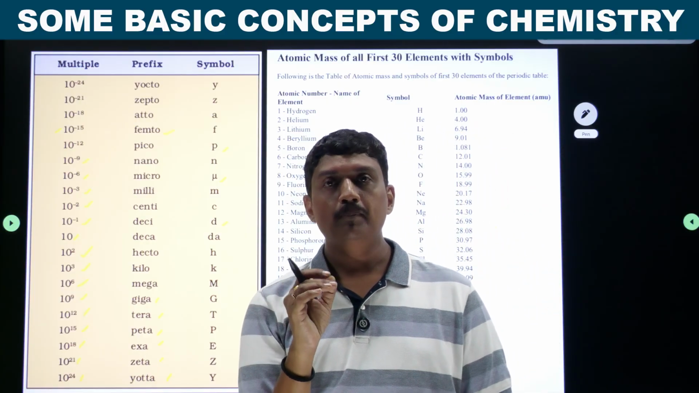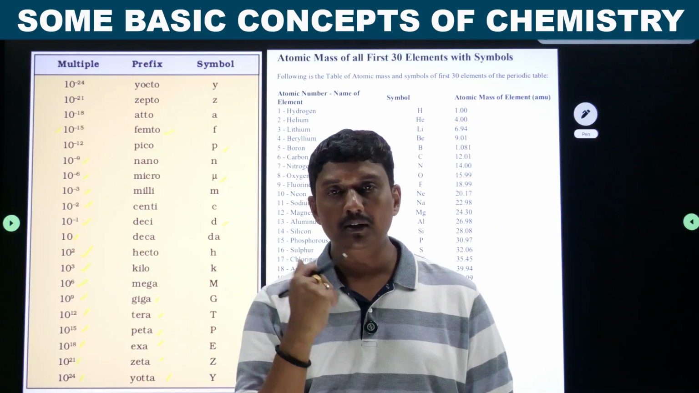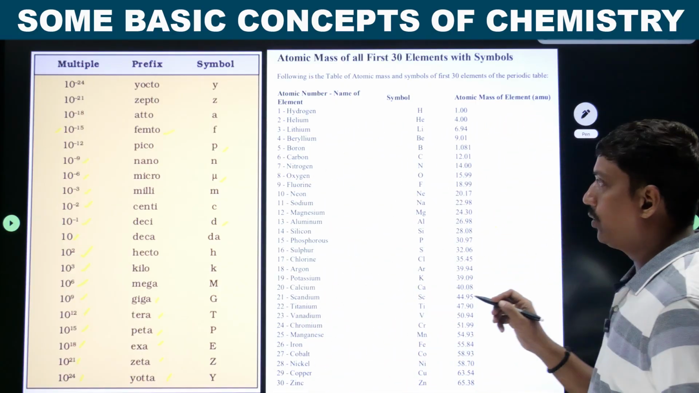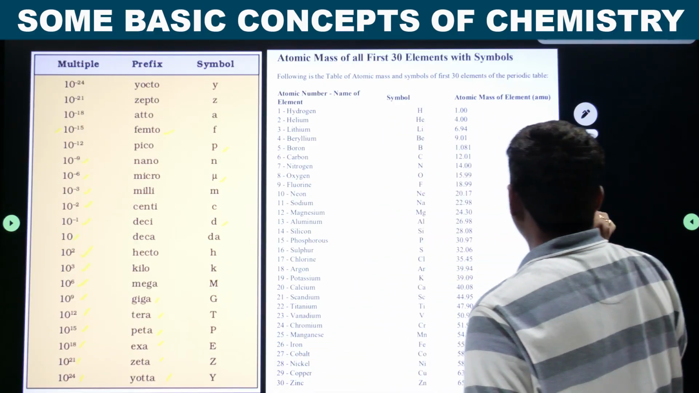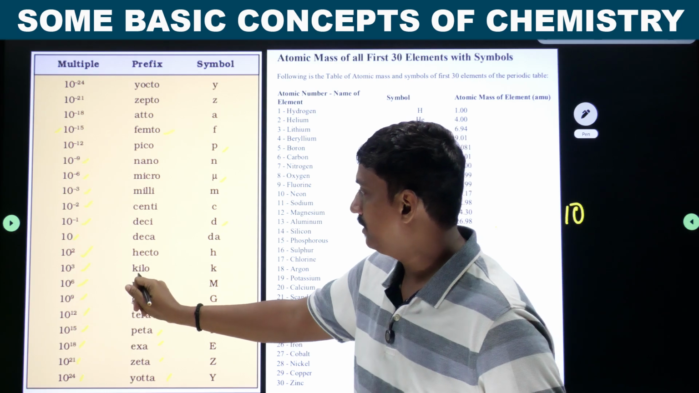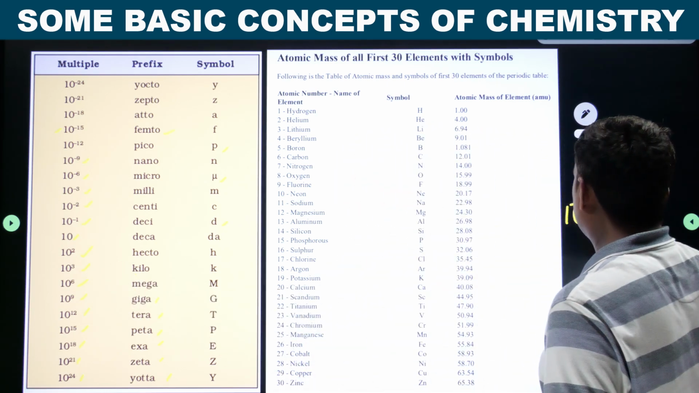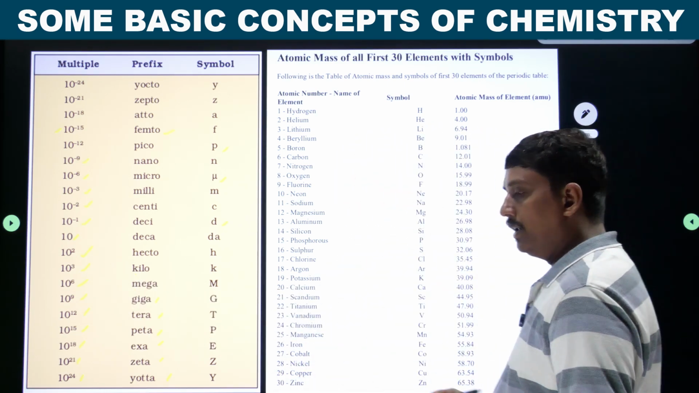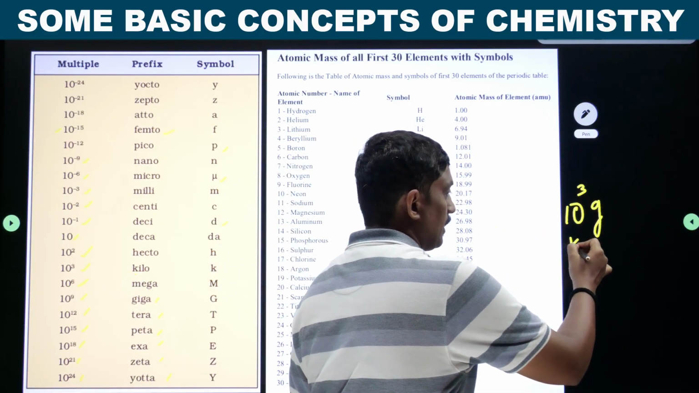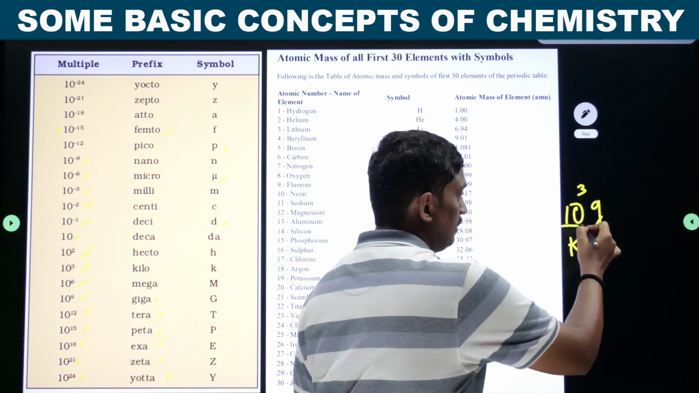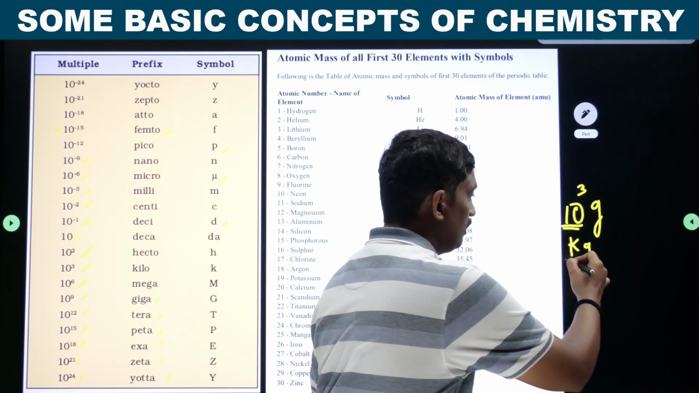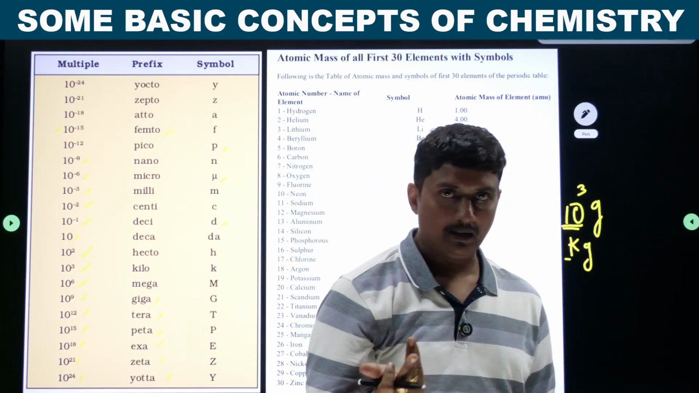For example, 1 kg. 1 kg means what? 1 kilogram can be written as 10 to the power 3 grams. 10 to the power 3 grams can be written as kilogram, because 10 to the power 3 means kilo. The symbol for kilo is small letter k, and gram is written after it.